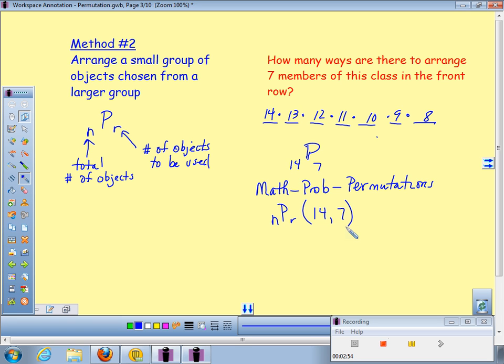Otherwise, I think it's 147. Yeah, the comma. Your comma is right down at the bottom left corner.